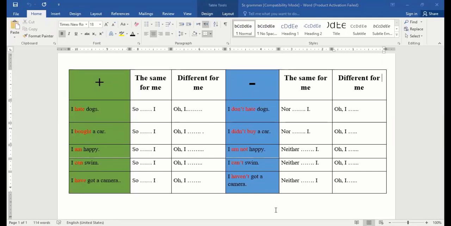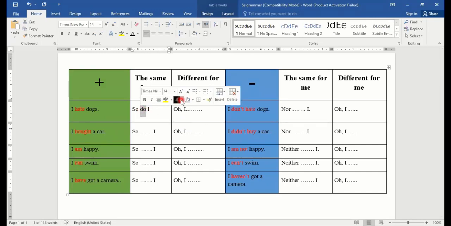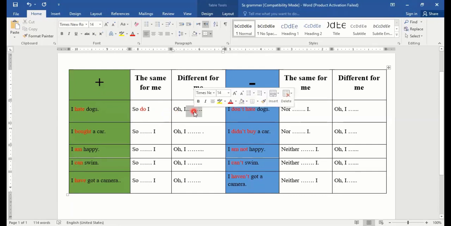So here we say, "I hate dogs." The same for me. So what should I write here? "So do I." Very good. And here we have "do," because we have the verb "hate." So we say "do." And the different for me? "Oh, I don't."